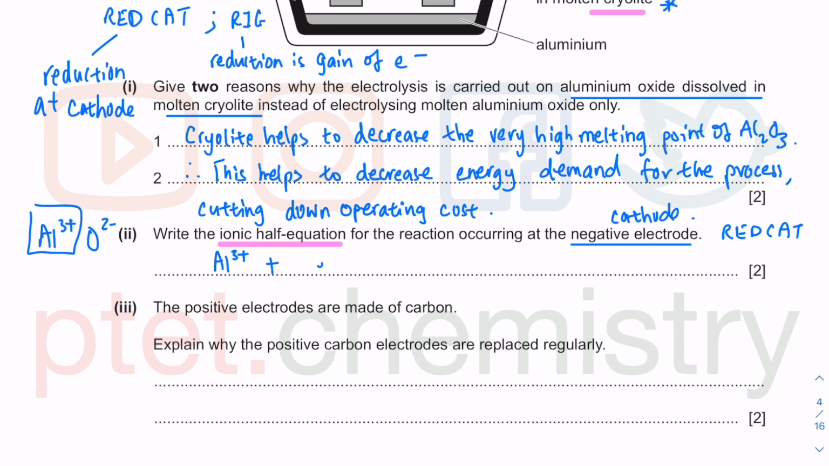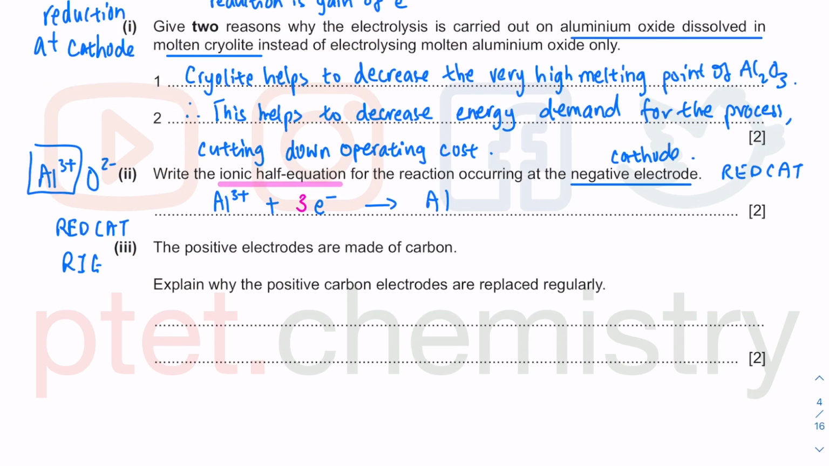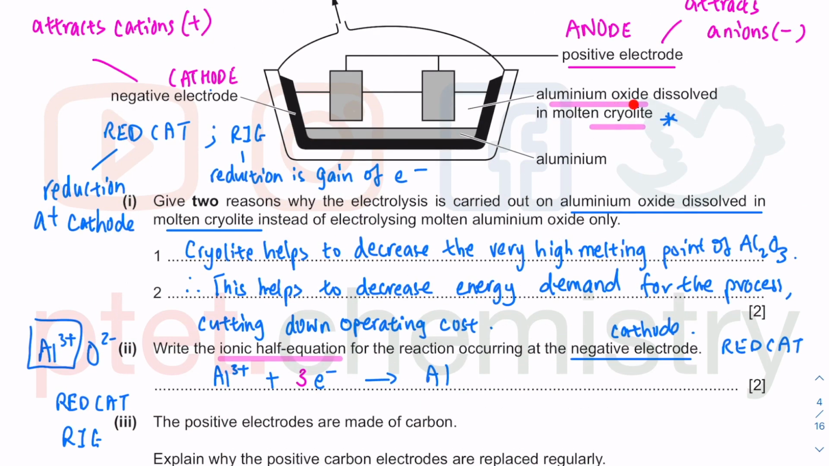Reduction is gaining electrons because of red cat, reduction at cathode, and rig, reduction is gaining electrons. And you're going to get the aluminium as the element. We're going to balance the atoms, one aluminium and one aluminium, plus 3 charge. This is no charge, so I do need 3 electrons in order to balance out the charges. They didn't ask for state symbols, so we are okay there. But if they did, this will be liquid because you have molten aluminum oxide in cryolite.